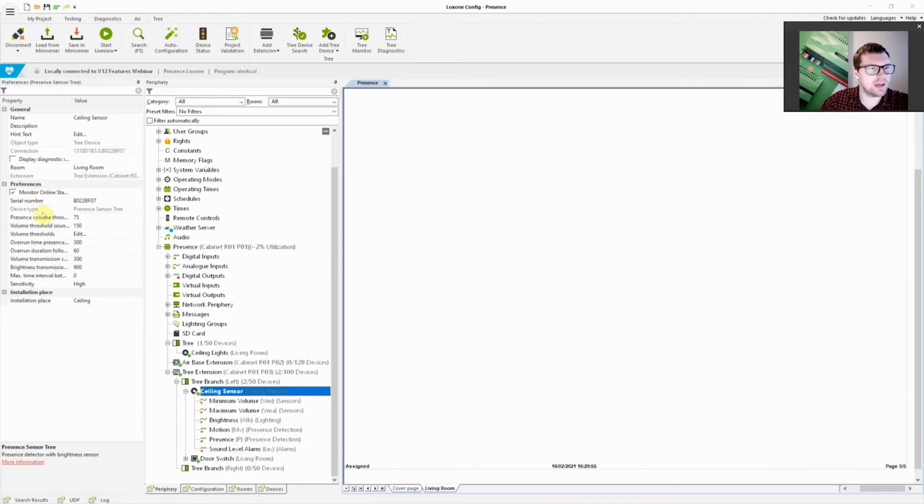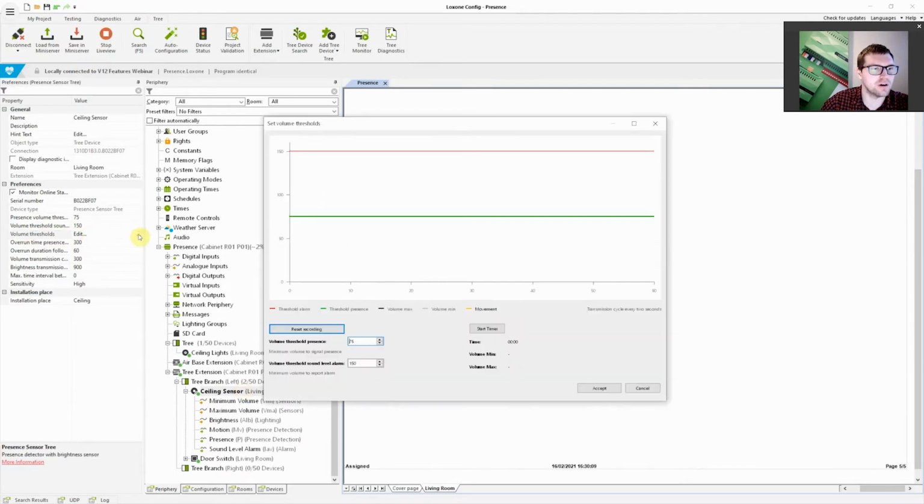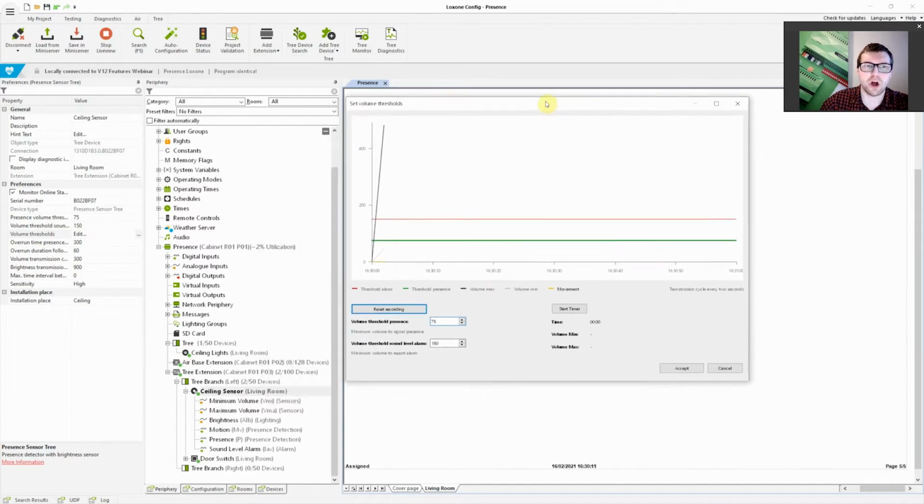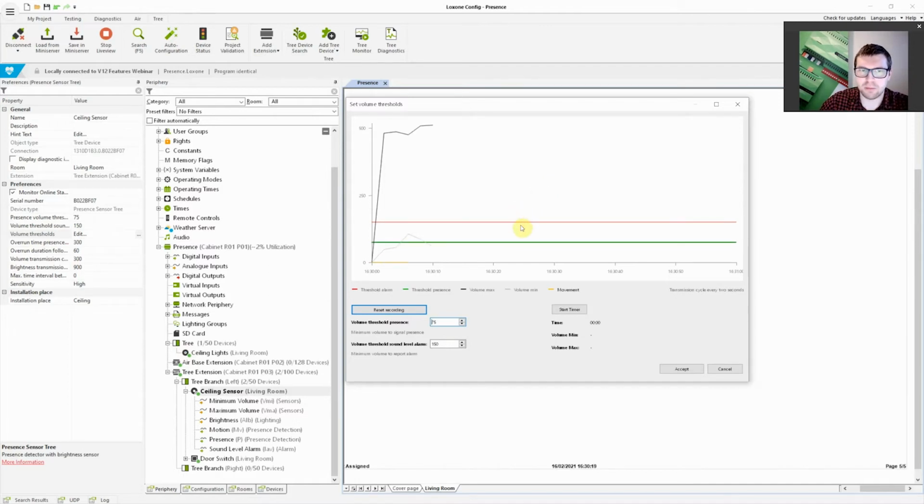So back to the sensor, we then have these two volume thresholds. The easiest way to correctly set these volume thresholds is when you are connected to your Miniserver and you have your sensor learnt in, to very simply click Edit under Volume Thresholds. This will open up a graph that will show you the green line, which is your presence line, and the red line, which is your sound level alarm. This yellow line down here is motion, which you'll see if I trigger the sensor, the yellow line rises. And then you also have your grey and your black lines. Those are your minimum and your maximum volumes over that period of time.